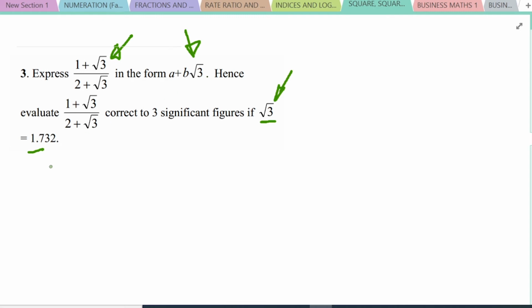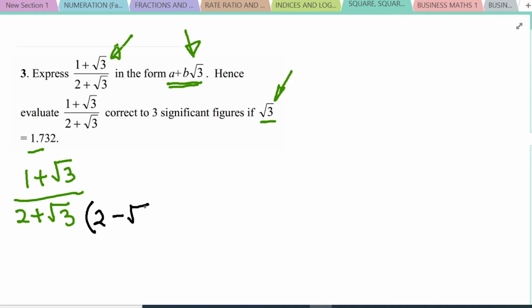The first part is express 1 plus root of 3, divided by 2 plus root of 3, in this form. For us to express it in that form, we're supposed to rationalize the denominator. In other words, we make sure that the denominator has a rational number. And how do we do that? By multiplying the numerator and the denominator by the conjugate. In this case, this is going to become 2 minus root 3. We do the same here, which is 2 minus root of 3.